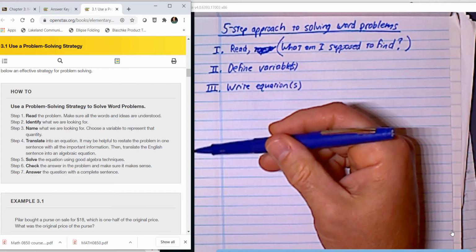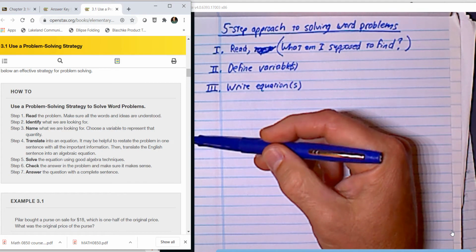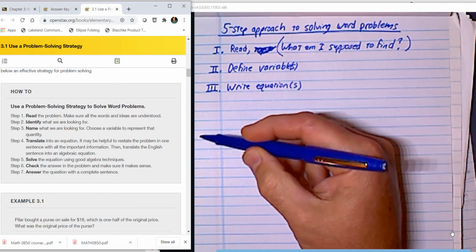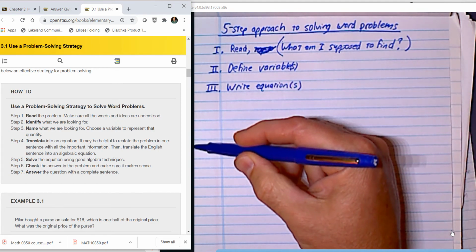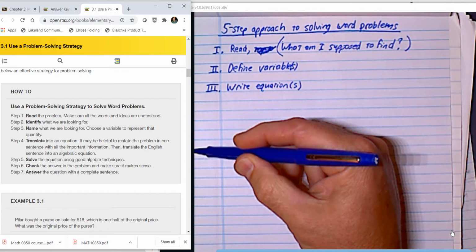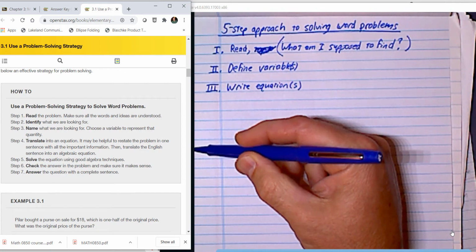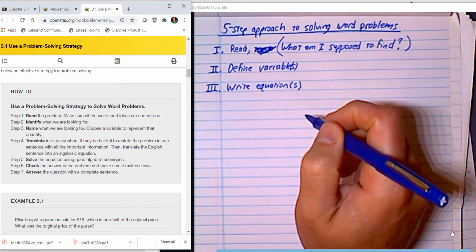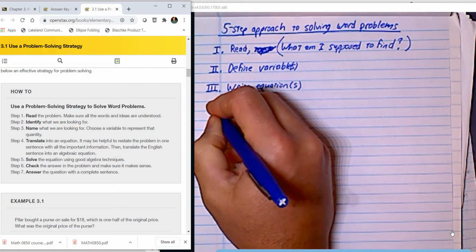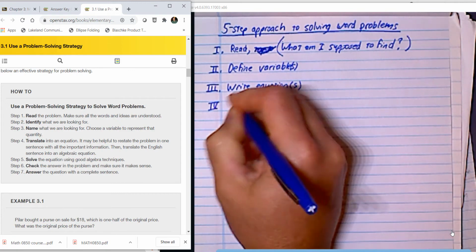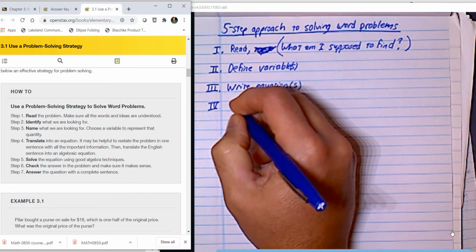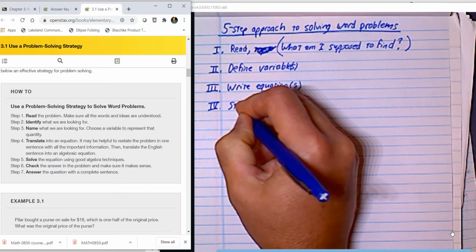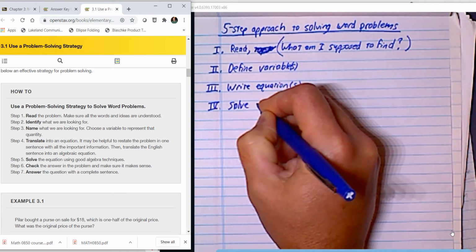And I really like their advice in their step 4 about how you do this, write an equation. It may be helpful to restate the problem in one sentence with all the important information, then translate the English sentence into an algebraic equation. You're going to see me model this as I do some examples for you. Once you're done writing the equation, you can probably guess what I want you to do next, right? I want you to solve the equation.